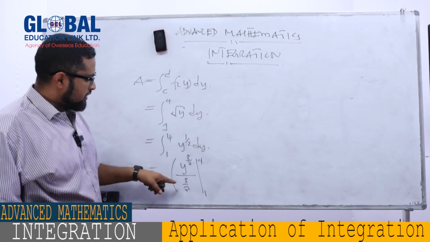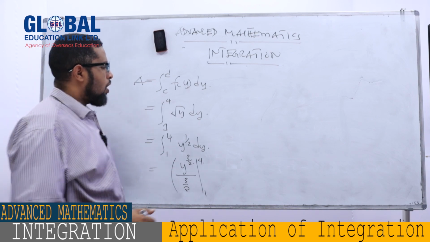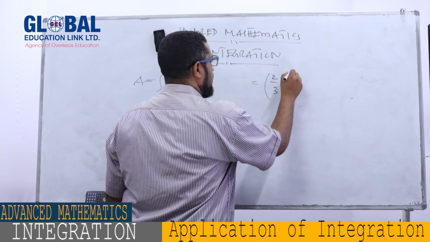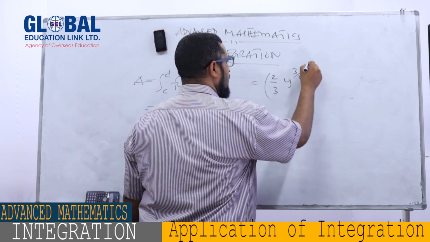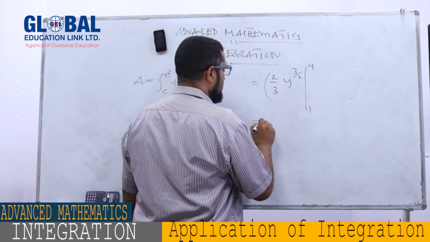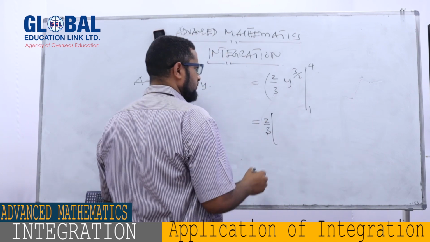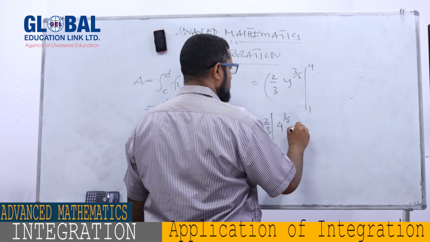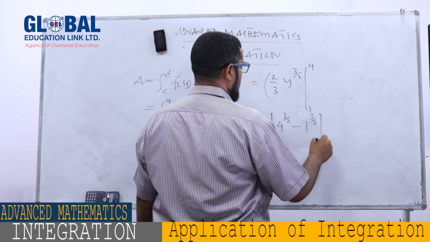Now the meaning of writing 3 over 2 is the same as taking 2 over 3, y to the power of 3 over 2. So it is 2 over 3 times y to the power of 3 over 2, from 1 up to 4. Let's substitute the value. So when you substitute the value, we'll be having 2 over 3 times the bracket, y is 4 to the power of 3 over 2 minus 1 to the power of 3 over 2.